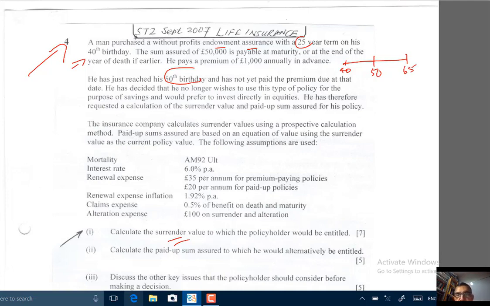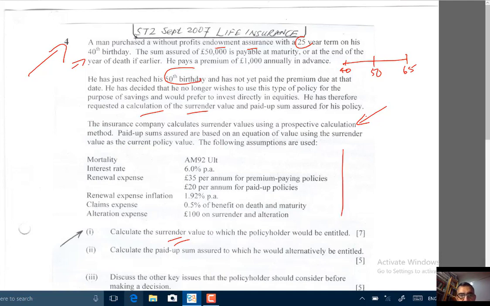He has decided that he no longer wishes to use this type of policy for the purpose of savings and would prefer to invest directly in equities. He has therefore requested a calculation of the surrender value and paid up sum assured for this policy. We will work with the paid up sum in a separate video. You are told the insurance company calculates surrender values using a prospective calculation. We have learned that before, it's either prospective or retrospective. Paid up sums assured are based on an equation of value using the surrender value as the current policy value. So we leave the paid up sums for a later time.